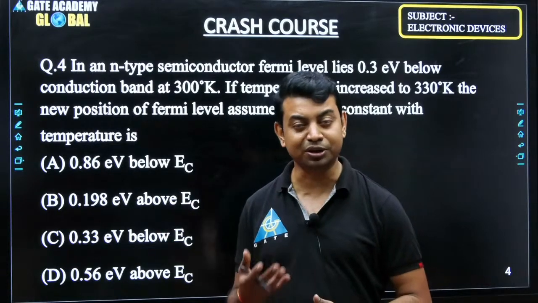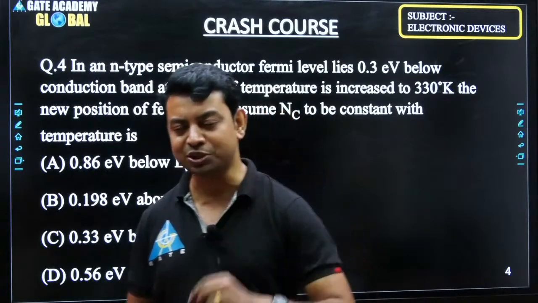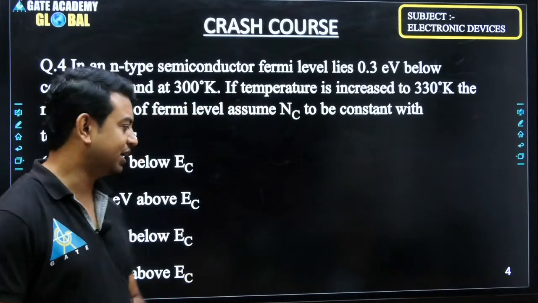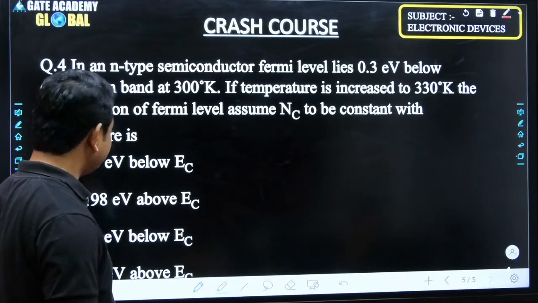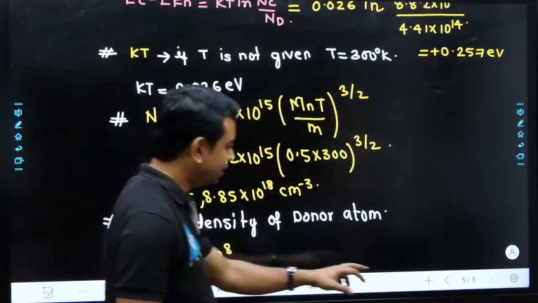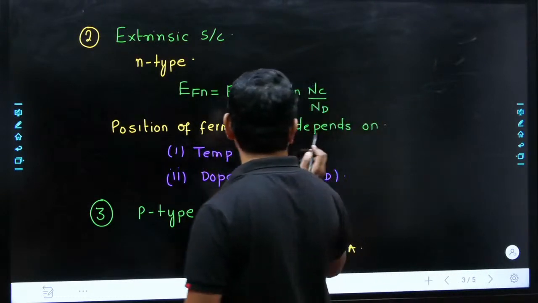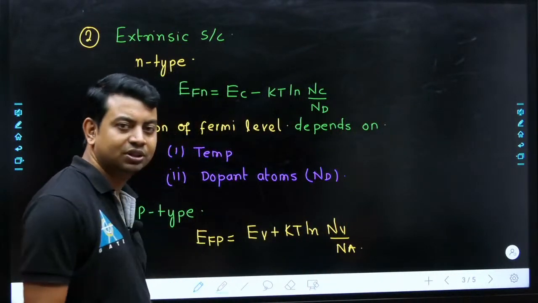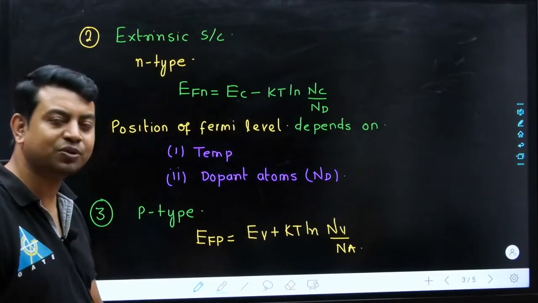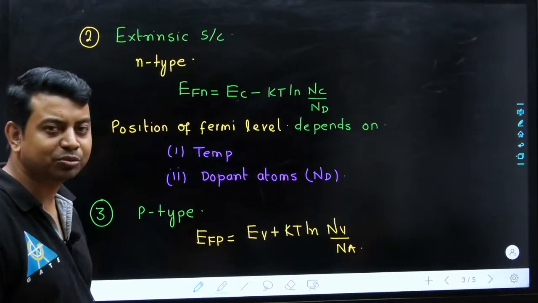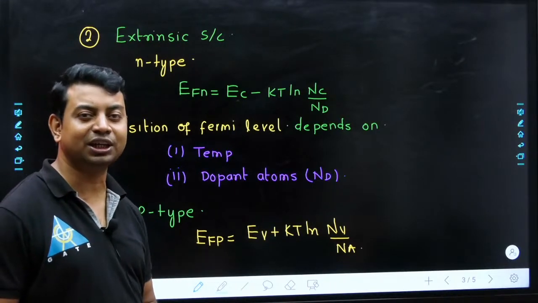Now, this question is not based on the donor or acceptor atom concentration or dopant atoms concentration. This question is based on the temperature, and I already have written some concept about this particular theory, and we can see that I have written in this. So, the position of the Fermi energy level depends on temperature and dopant atoms. So, we have solved three questions that are based on the dopant atoms. Now, we have a question that is based on temperature. So, if you increase the temperature, we know the Fermi energy level will be moving closer and closer to the center of the forbidden energy gap.